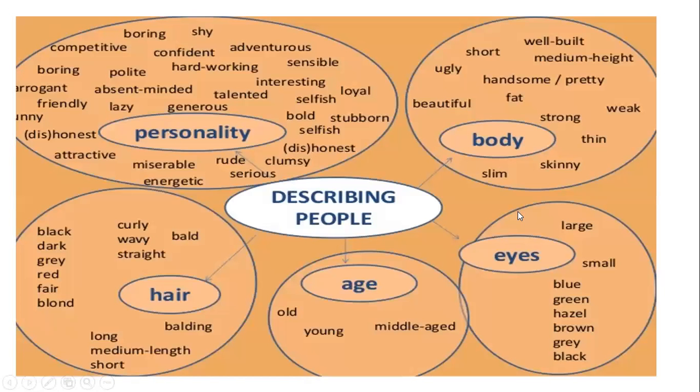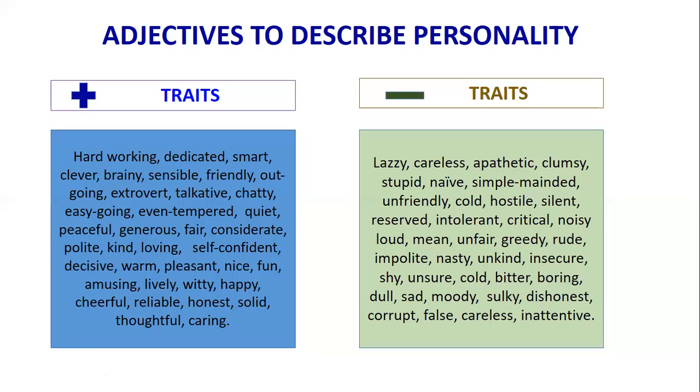Continuemos, chicos. I'm not going to repeat the body. No voy a repetir los adjetivos para el cuerpo, sino que vamos a repetir. I'm going to say, just to mention, the personality adjectives that I already sent you. Esto ya se los había enviado, chicos, pero aquí está. This is to talk about personality. And here I have classified, y en la siguiente slide se los clasifiqué como positive traits, o aspectos negativos, ¿verdad? Positive traits and negative, ¿verdad?